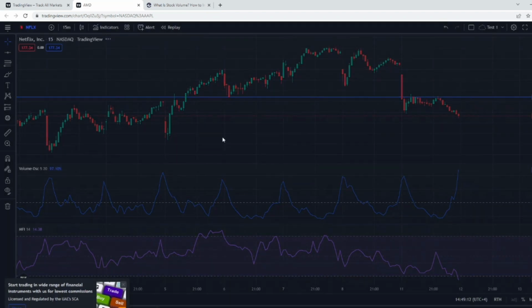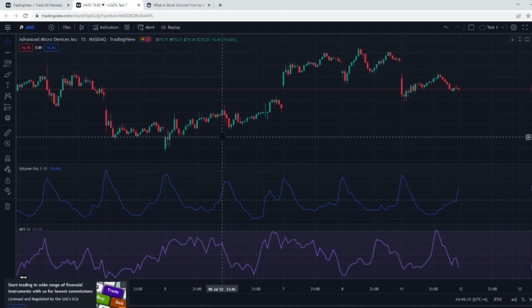And also, the money flow index is at the overbought levels, which further confirms that the price is heading towards the downside. So this is a good opportunity to sell the market.